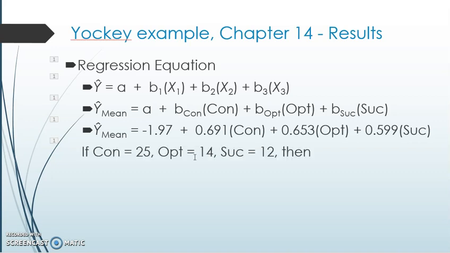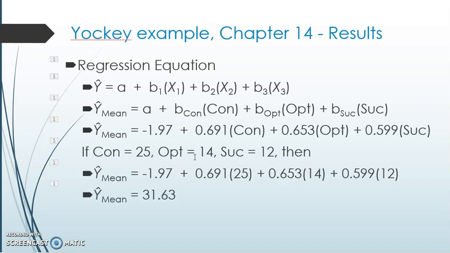All right, so now if I knew some values for a particular person, so if I knew connectedness was equal to 25 on a scale and optimism was 14 and academic success was 12, then I could actually figure out what I would expect the overall meaning in life score to be. So I simply take those numbers and put them in the appropriate place in the equation and crunch the numbers with a calculator and come out with a value for meaning in life of 31.63.